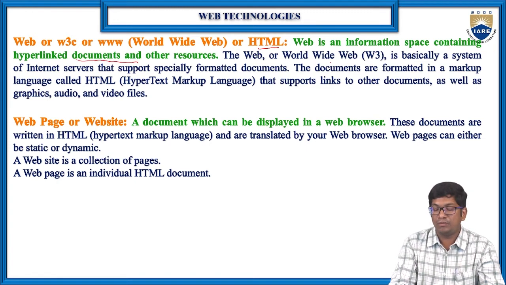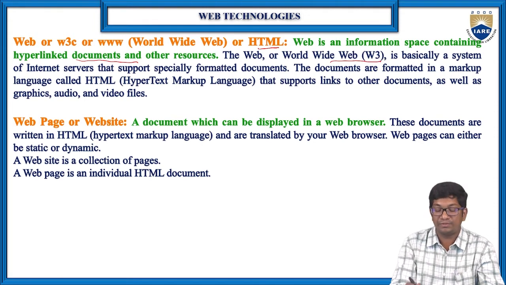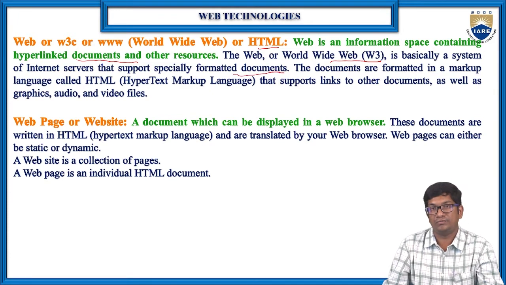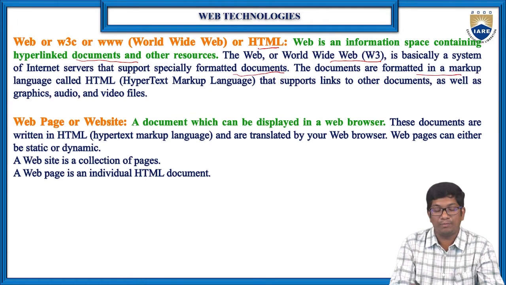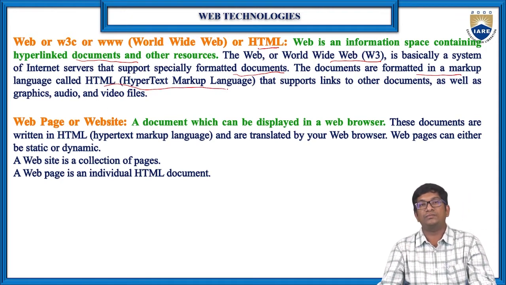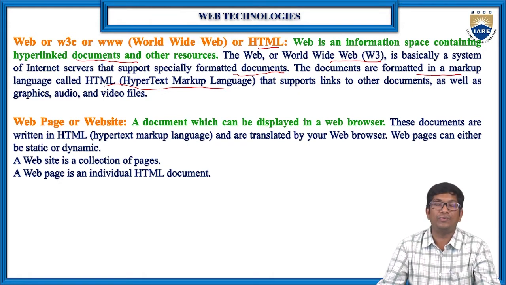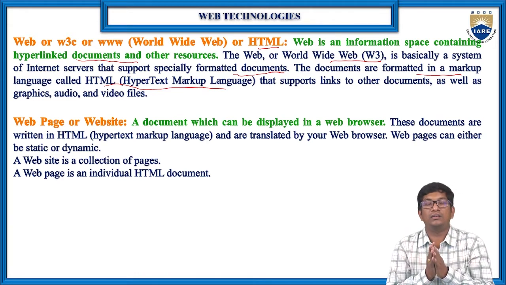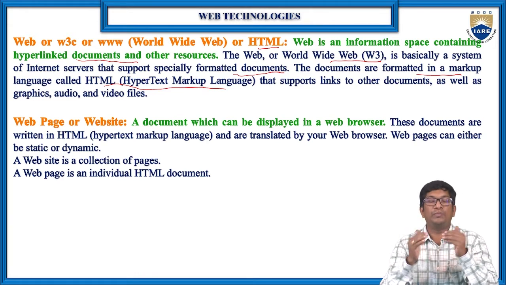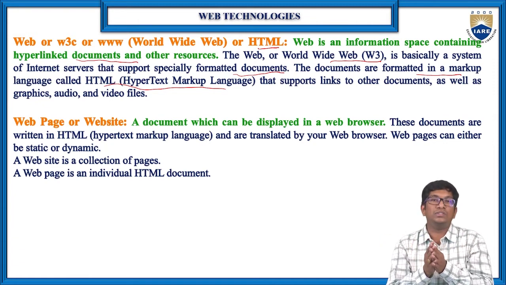The World Wide Web is basically a system of internet servers that supports specifically formatted documents. The documents are formatted in a markup language called HTML, that is hypertext markup language, that supports links to other documents as well as graphics, audio and video files. So to display the data in the browser in a particular format, we have to use a markup language. One of the markup languages is hypertext markup language, that is HTML. To connect to these computers, we need the internet.